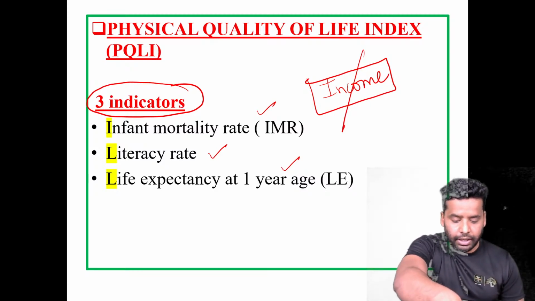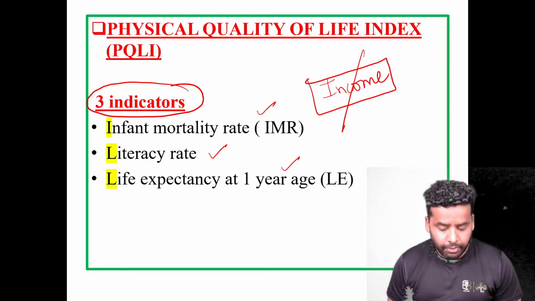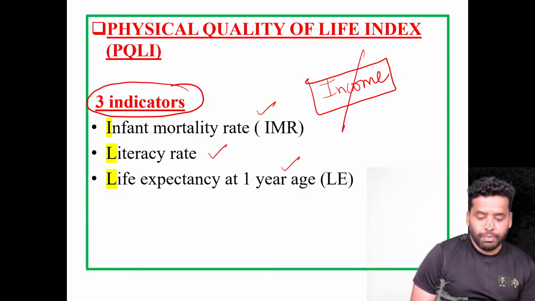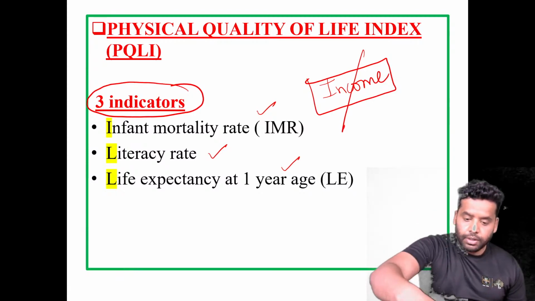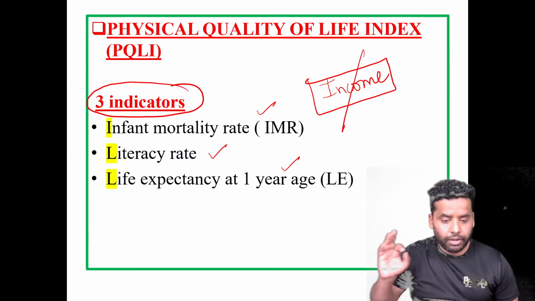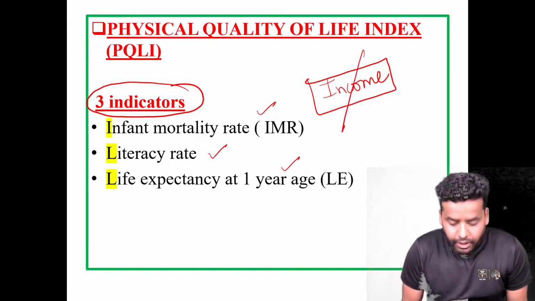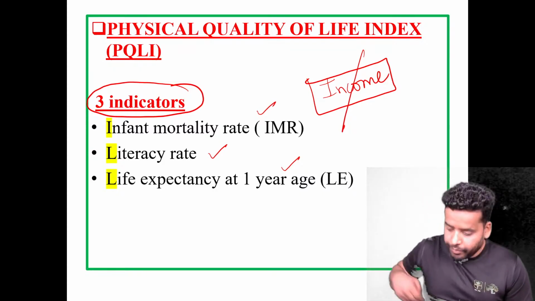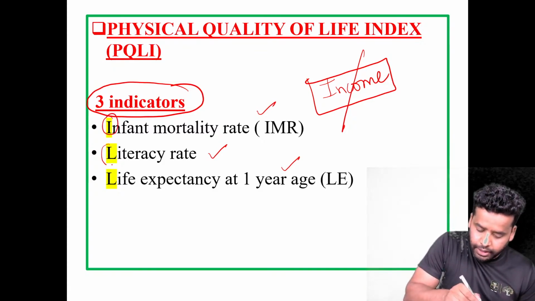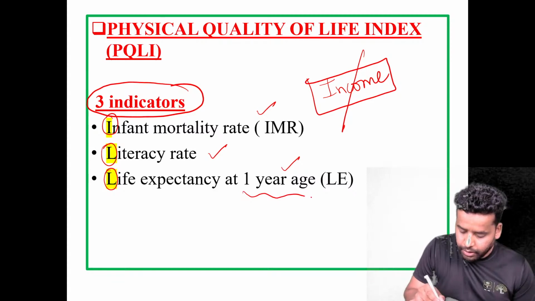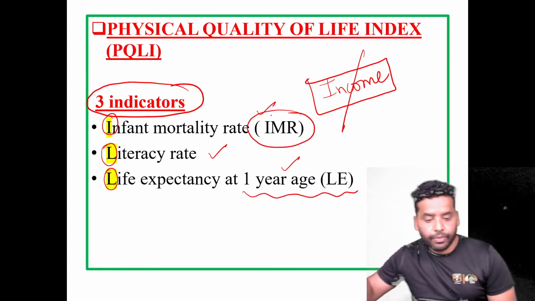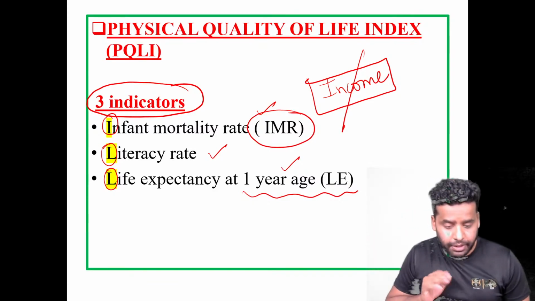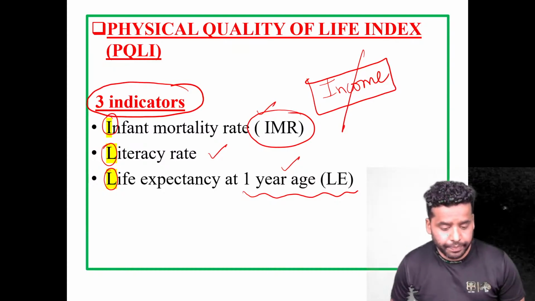We have infant mortality rate, but income is not directly measured. There is nothing like GNI or per capita GDP used. So the income parameter we don't measure directly. This will be the question. Income is considered in HDI, but in PQLI there is no income. Infant mortality rate, literacy rate, and life expectancy from age 1 are there, because IMR is given separate importance. So from age 1 we calculate life expectancy. That is one thing you should know.